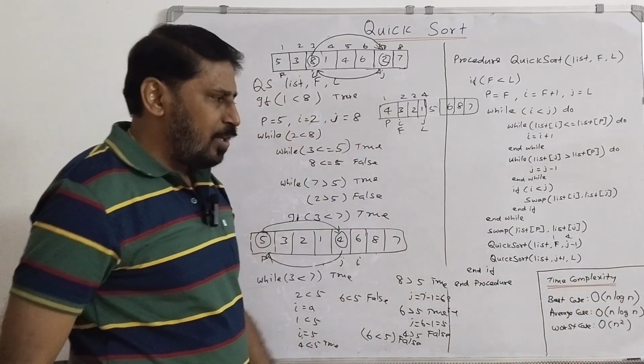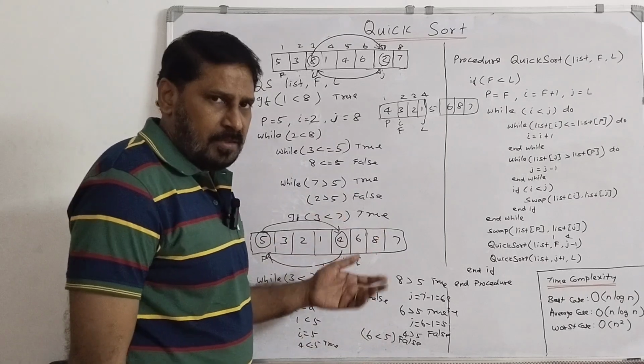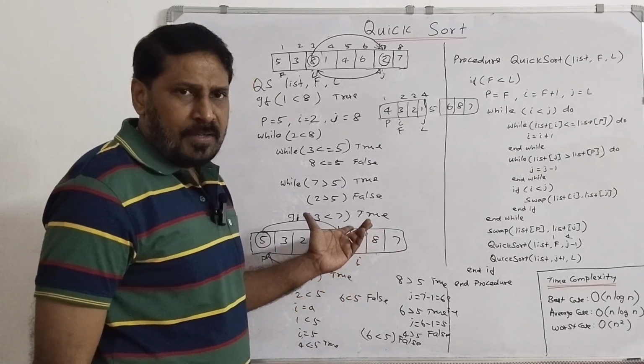So this is the time complexity in the quicksort method. I hope you understand this.